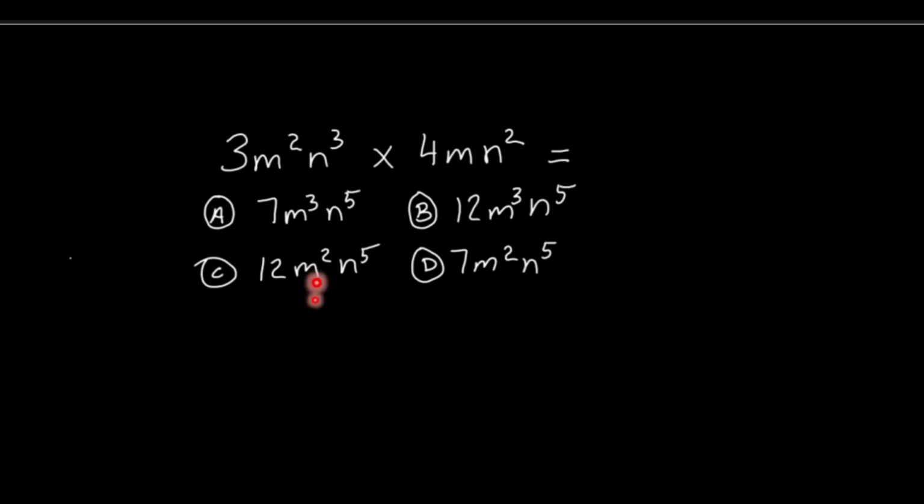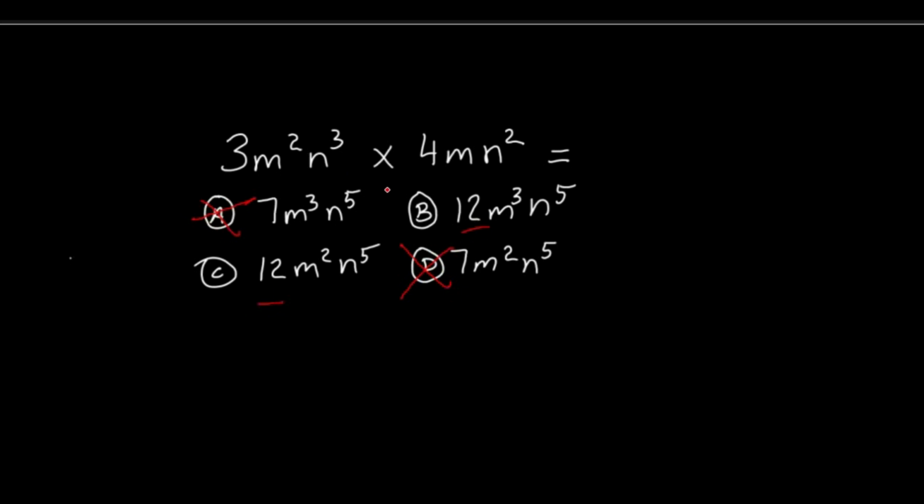All right, so we have the question 3m squared n to the third power times 4mn squared is equal to which one of these? Well, look at it. When we multiply 3 by 4, what do we get? We're multiplying two terms. So we have 3 times 4, and that gives us 12. And so definitely we know that these options are out. So we have two options to choose from. We have 12 in this one and 12 in this one.